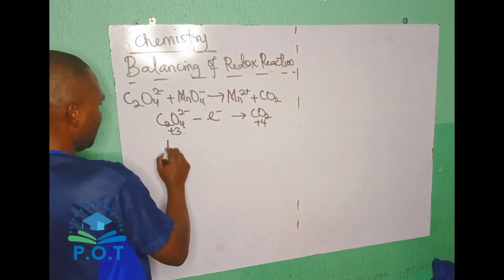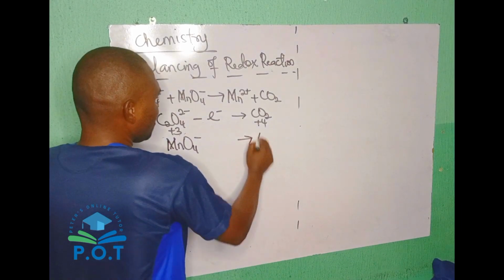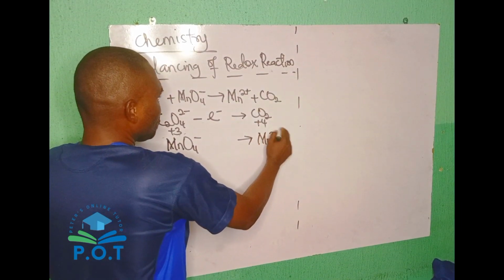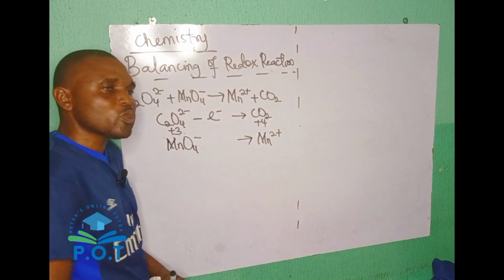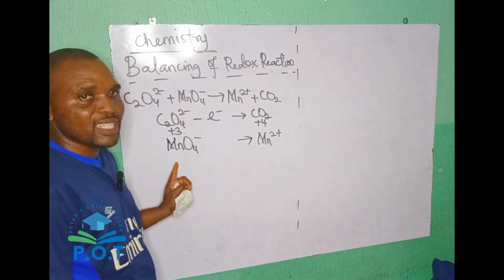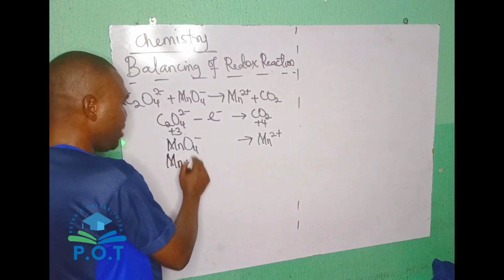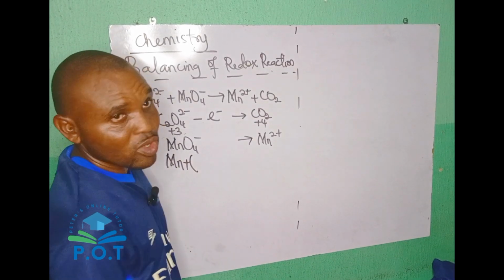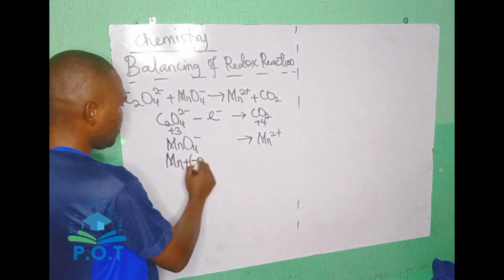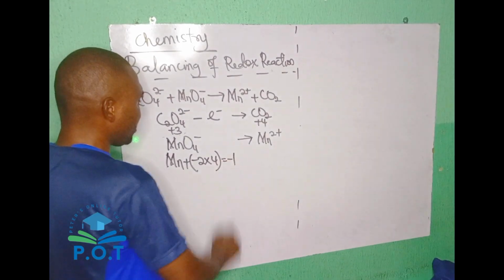Back to this. MnO4 minus, Mn2 plus. Now, let us also check for the oxidation number of manganese here. Remember that the valency of oxygen is -2 times 4.